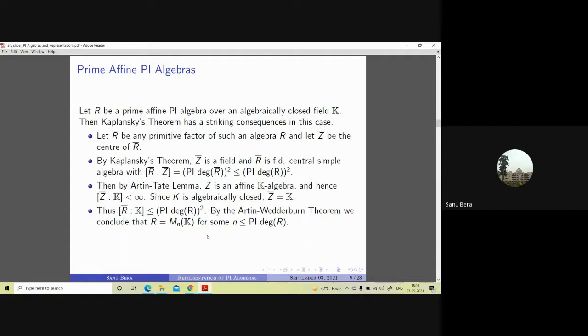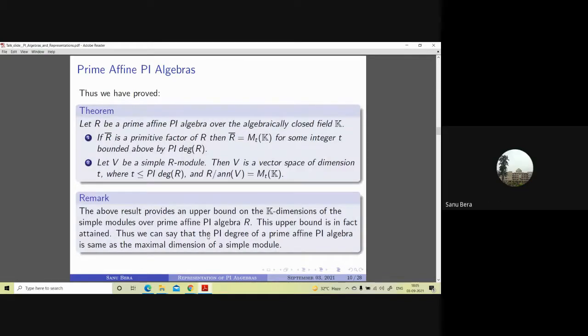So K is algebraically closed, so the division ring will be K actually. So R bar will be the complete matrix ring over K. Okay, and N is actually bounded by the PI degree.